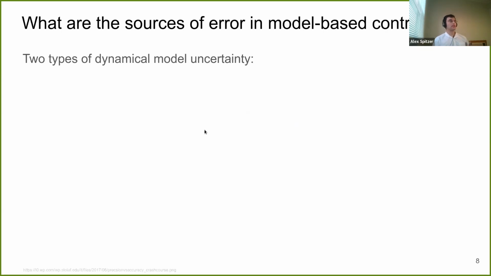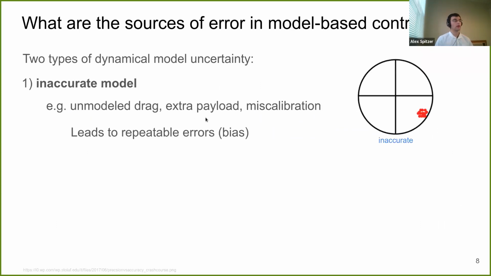So let's talk about the types of error that can come up in this type of model-based control. I've split it into two types. One is an inaccurate model, and this leads to bias. These are things that are repeatable. In a simple example, if you're shooting at a dartboard and you keep hitting the same spot, but it's not where you want to be, that is just an inaccuracy. Some examples are drag, an extra payload, or some structured miscalibration in the robot, like having the mass wrong or the moments of inertia wrong.